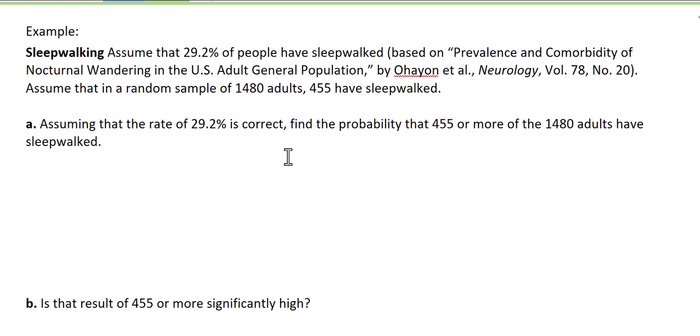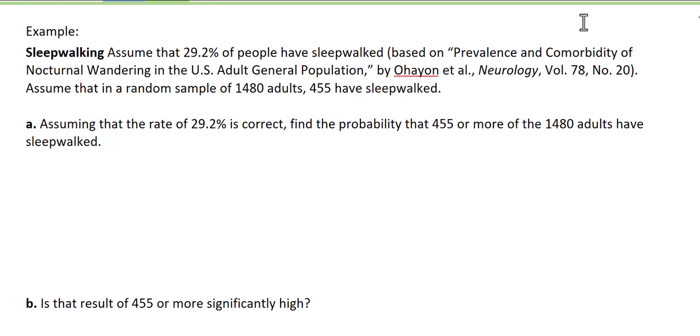So we have 29.2% of people have sleepwalked. Our population is people, and then we take a sample of 1,480 adults, and in that sample of 1480, 455 have sleepwalked. We want to know, if that 29.2% is correct, the probability that 455 or more of the 1480 have sleepwalked. And so this appears to be binomial because either they sleepwalk or they don't sleepwalk. So it fits the binomial distribution.